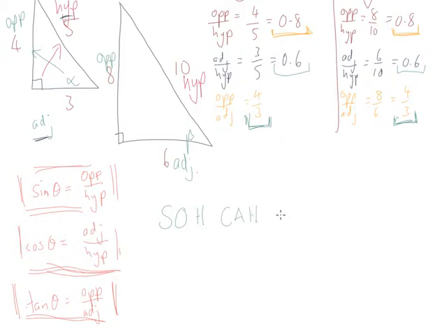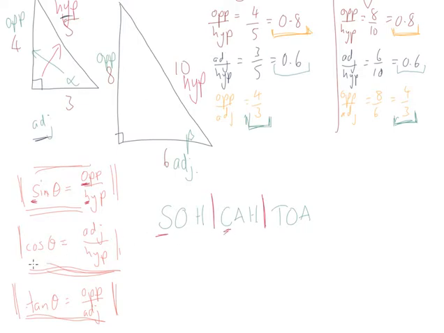SOHCAHTOA. How this works is that if I break it down three letters at a time, my sine ratio is my opposite on my hypotenuse. So sine, opposite, hypotenuse.